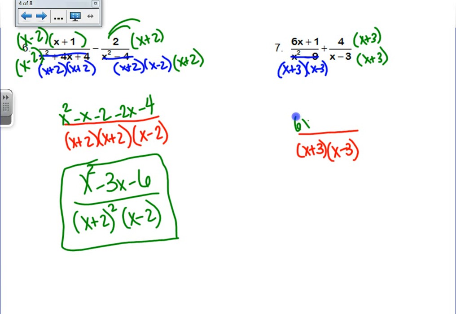So our first numerator is just 6x plus 1, but our next numerator, when I multiply the 4 through, I get plus 4x plus 12. Let's collect our like terms. You're going to have 10x plus 13. And there's no common terms there to factor out, so I think once we write our denominator, we are done.